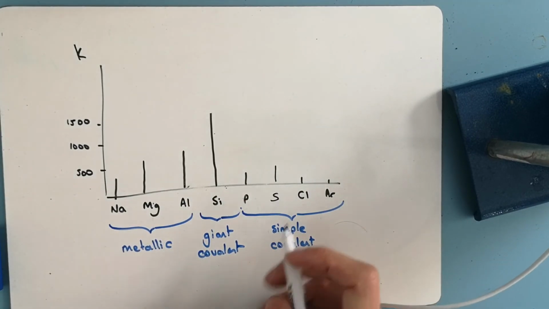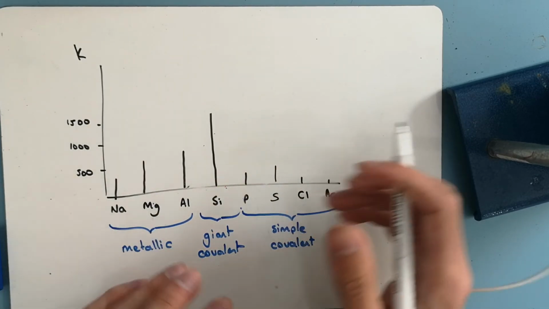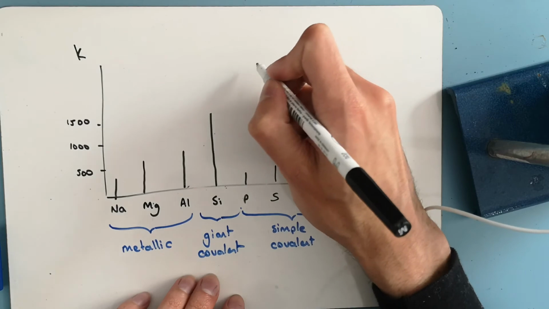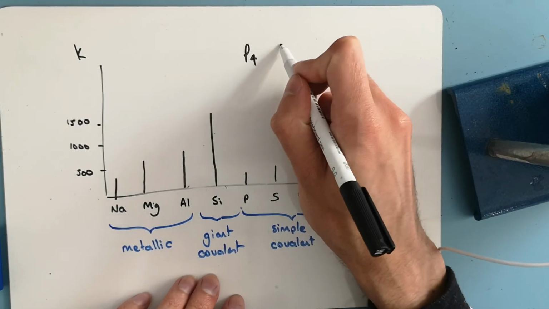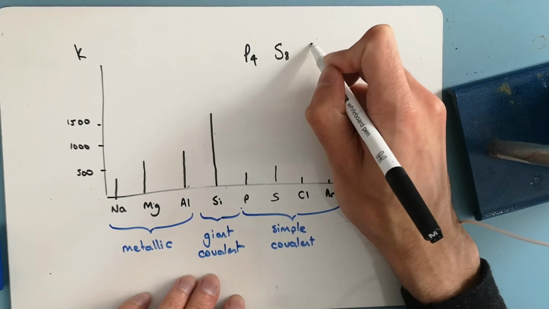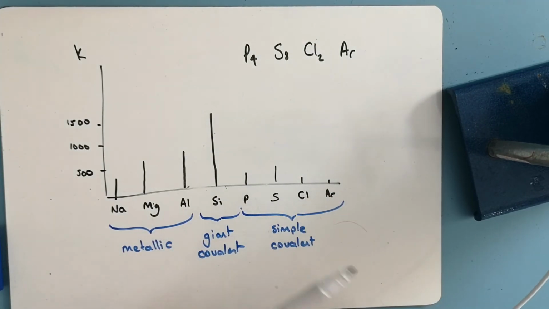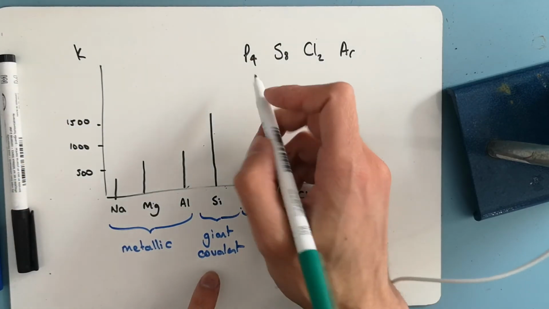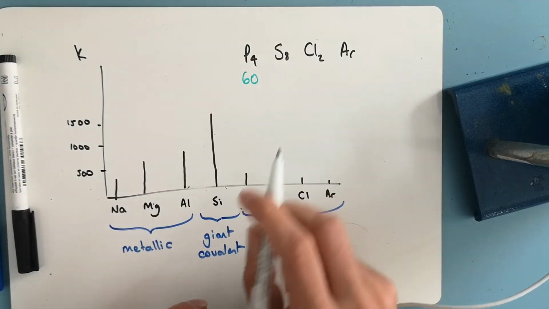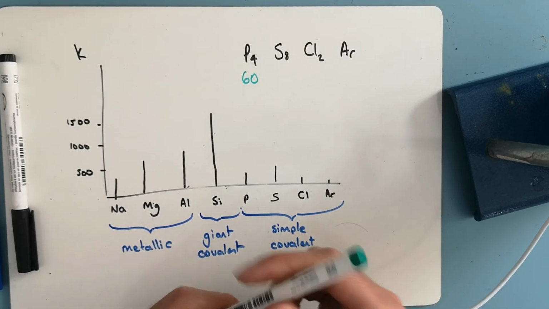So you need to know how each of these likes to exist in its elemental form. And phosphorus is P4. Sulfur exists as S8, chlorine as Cl2, and argon just by itself. So if we looked at the number of electrons we've got here, phosphorus at P4 has 60, because it's got 15 electrons in one atom of phosphorus, so 4 will have 60.